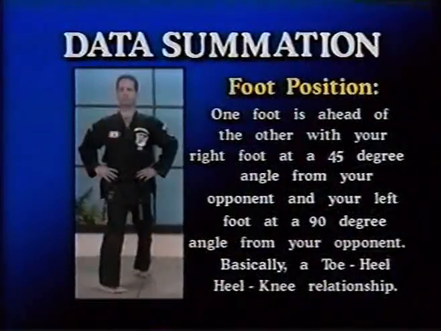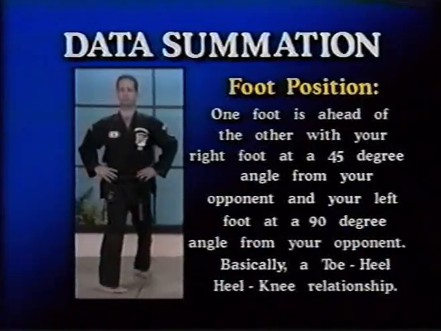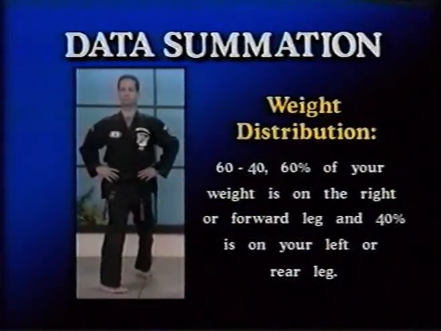Data summation of the forward bow. Foot position: one foot is ahead of the other, with your right foot at a 45-degree angle from your opponent and your left foot at a 90-degree angle from your opponent. Basically, a toe-heel, heel-knee relationship. Weight distribution, 60-40: 60% of your weight is on the right or forward leg, and 40% is on your left or rear leg.